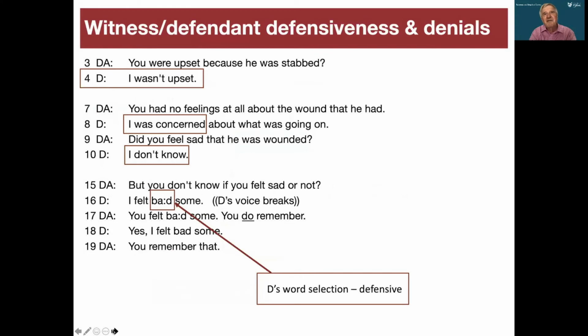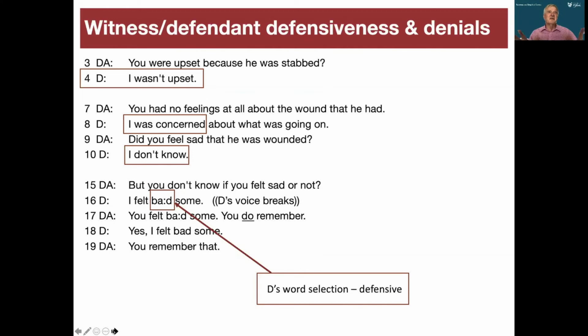Here's a third feature, and I haven't said very much yet about how the defendant is being defensive, but I just wanted to point here to the defendant's use of words, her lexical selection, her word selection, how carefully she's choosing words or trying to use words in order to avoid the implications of his questions.